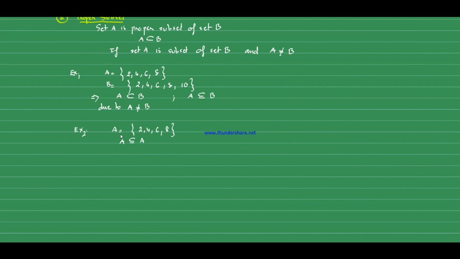Because every element of A is also in there, right? So A is a subset of itself. However, if we write A is a proper subset of A, this is wrong, because according to the definition of proper subset, A cannot be equal to B.